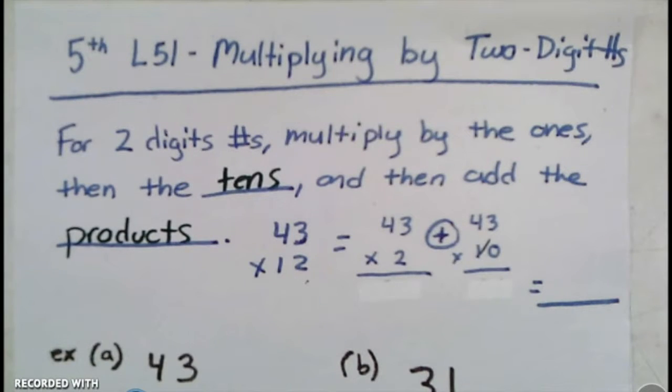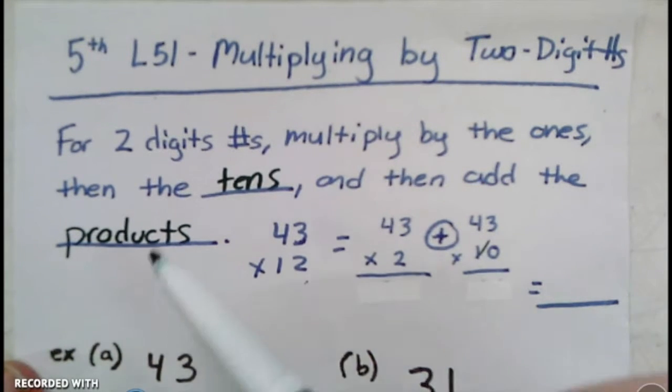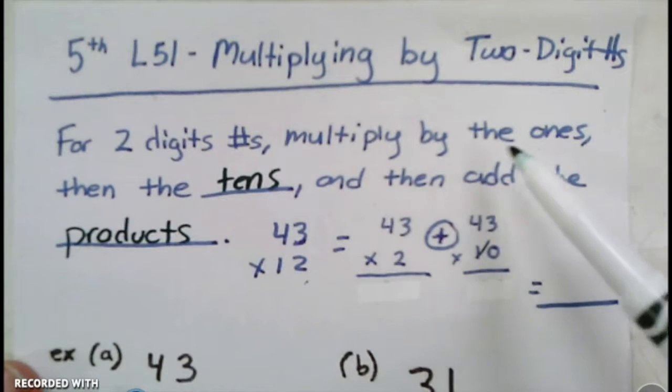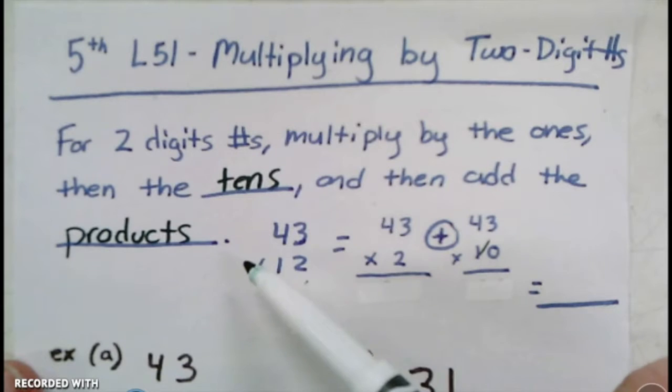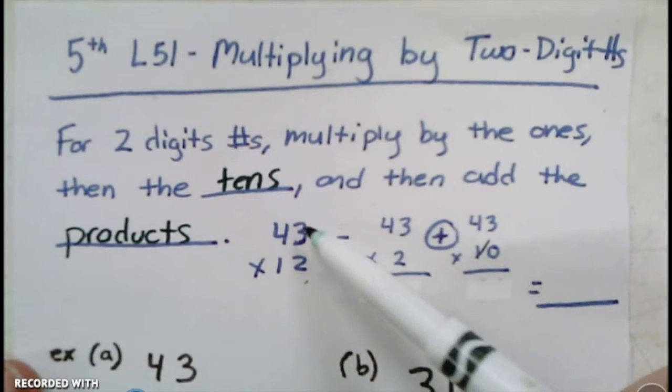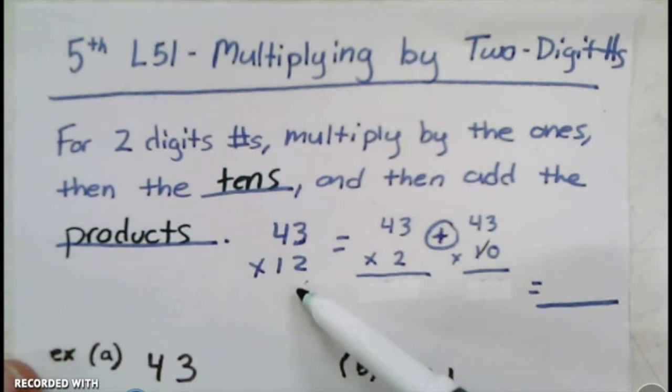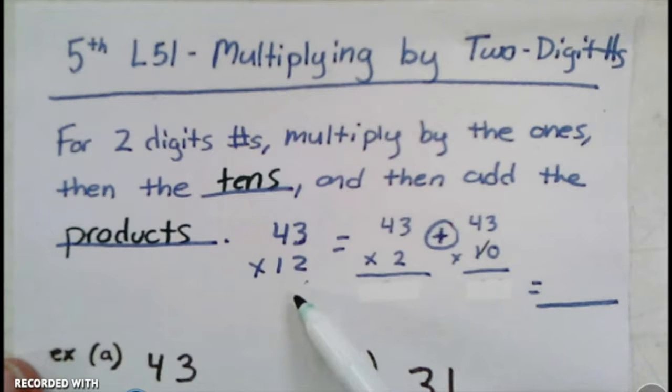Graders, we're here with lesson 51 on multiplying by two-digit numbers. For two-digit numbers, multiply by the ones and then the tens and then add the products. For example, if I had 43 times 12, first I'm going to multiply 43 times the ones place in this number. So what is the ones place in that number? Good, it's 2. And then I'm going to multiply it by the tens place. So how many tens are in this number?